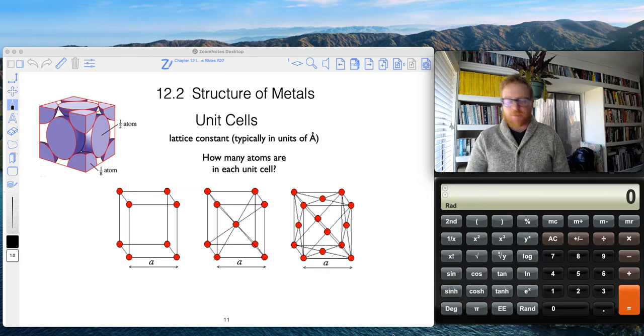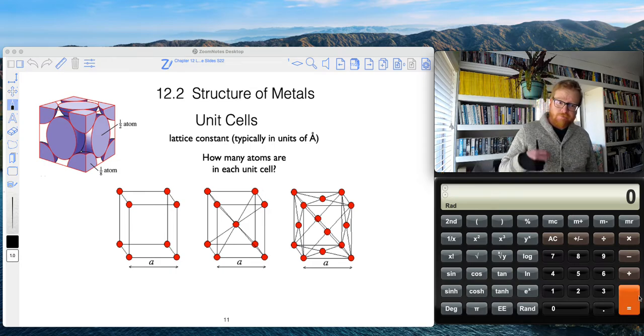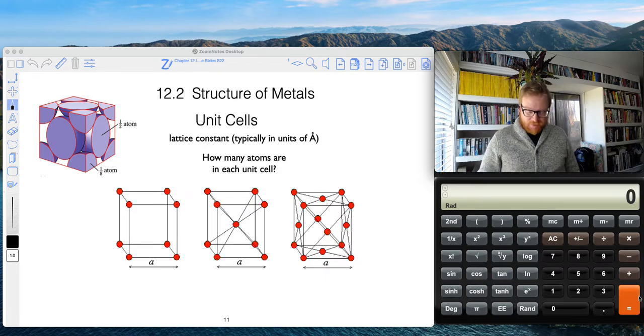Okay, hey folks, let's pick up right where we left off. And now we're going to start getting more into calculations with our metals. And mostly what I'm interested in you being able to do here is calculating physical properties of various solids, such as their density or even their unit cell dimensions.